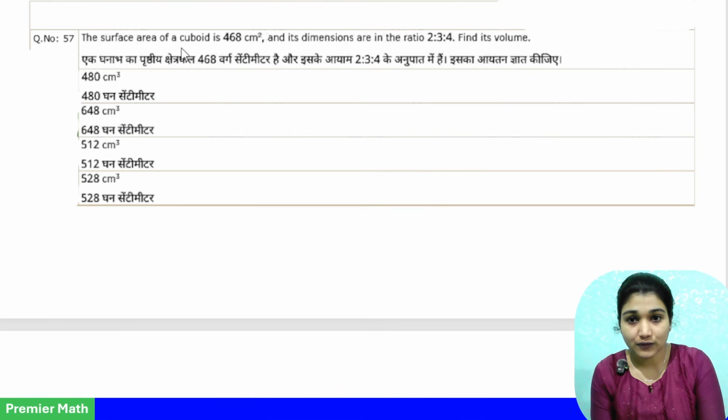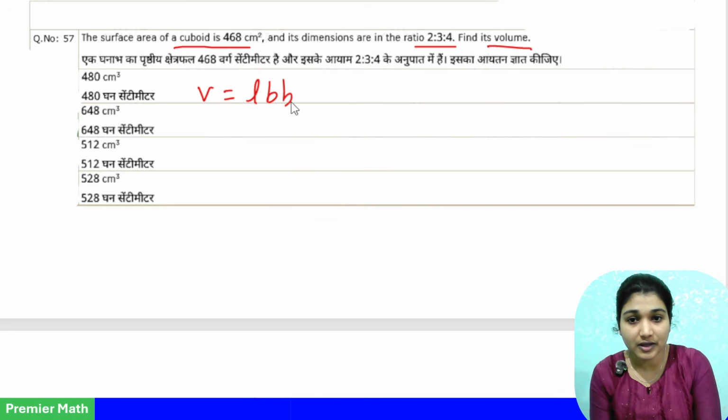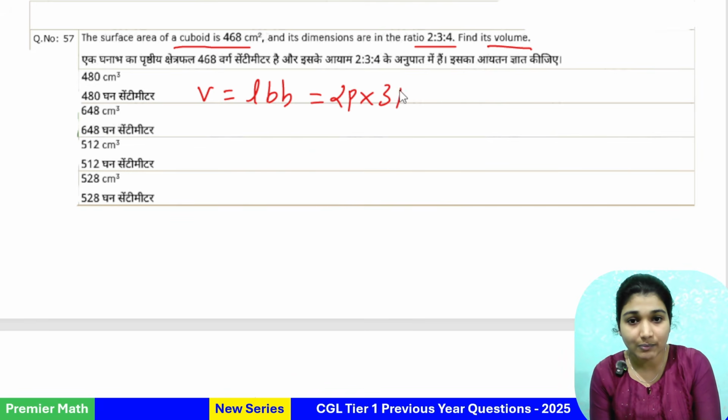The surface area of a cuboid is 468 centimeter square and its dimensions are in the ratio 2:3:4. Find its volume. Here volume of cuboid is equal to LBH, and here L is equal to 2 part, B is equal to 3 part, and H is equal to 4 part. Total volume is 2 into 3 into 4, 24 P cube.